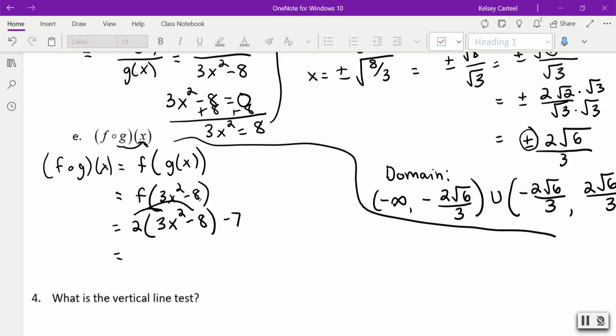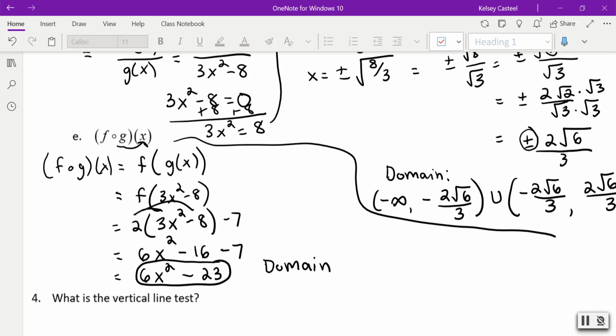Simplifying, we can distribute the 2. We'll have a 6x squared minus 2 times negative 8, so negative 16. And the 2 is not multiplied by negative 7. That's by itself. So we still have the negative 7. So we have 6x squared, and then our two constants, negative 16 and negative 7, would combine to give us negative 23 as our constant. So 6x squared minus 23 would be our new function f of g of x. The domain here is easy. This is a polynomial, so our domain would be all real numbers.